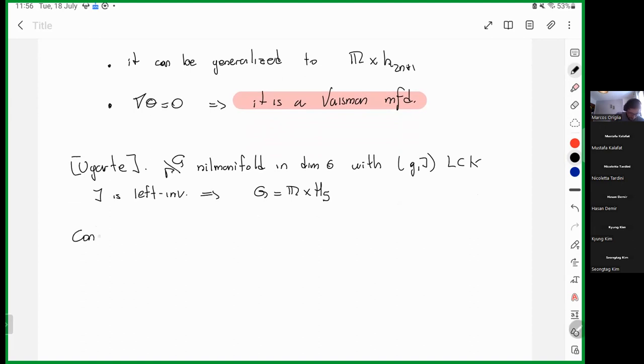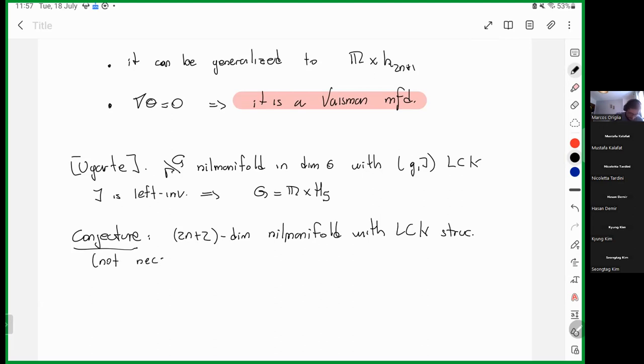And he made a conjecture: any 2m+2 dimensional nilmanifold with an LCK structure. Here we are not assuming J is necessarily invariant. So he made the conjecture for any LCK structure. And the conjecture said that the only example is again when G has to be diffeomorphic to the (2m+1)-dimensional Heisenberg Lie group times R.